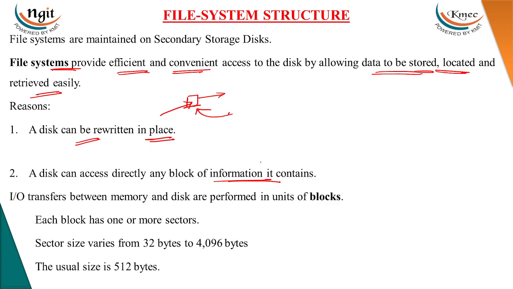That means we can access the data sequentially, and we can also access it directly, that is, randomly. Switching from one file to another file is easy, because moving the disk head from one place to another is simply rotating the disk and placing the pointer at that particular block. IO transfers between memory and disk are performed in units of blocks.